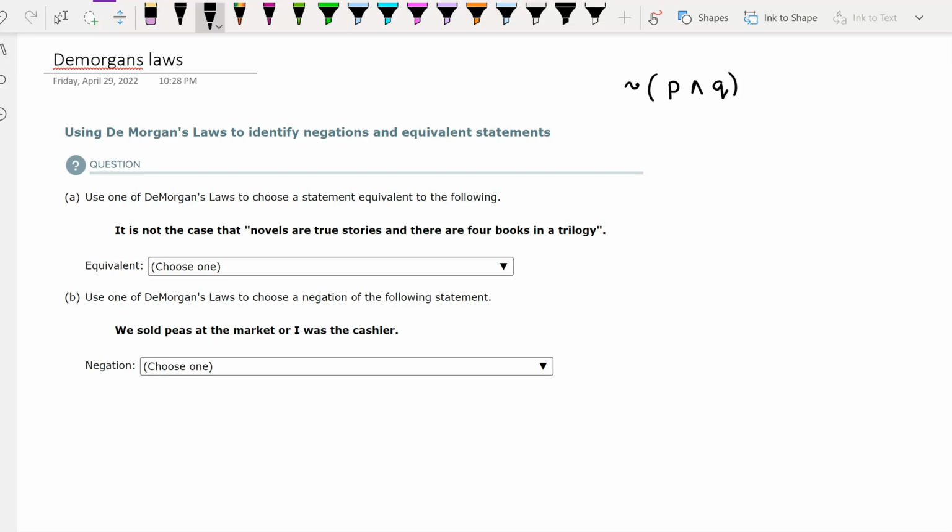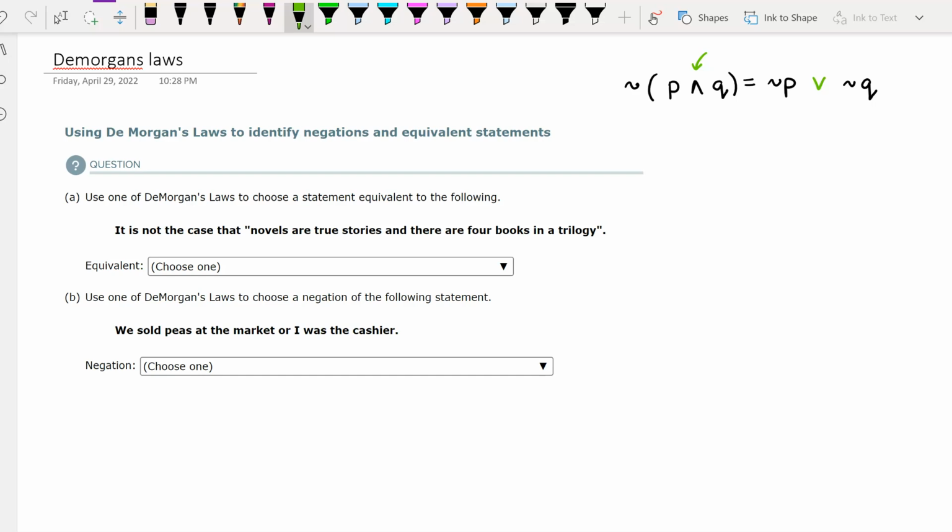So to negate that, we're going to negate the first statement, so the sky is not blue. We're going to negate the second statement, my desk is not brown. And then we're going to change the symbol between them to or.